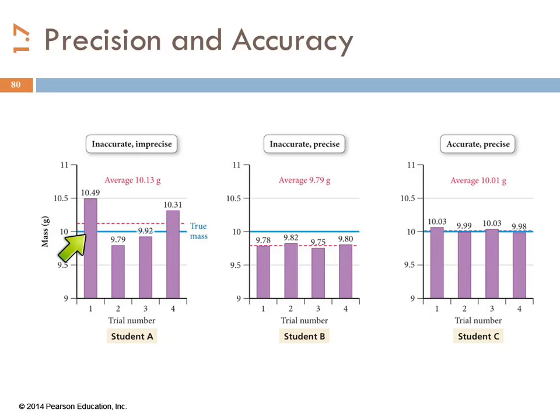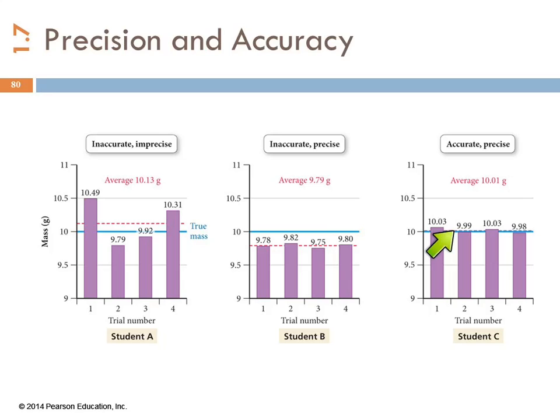So is this a very precise set of measurements? Are these really close together? No, they're all over the place. So this is imprecise. And then we look at the average, 10.13 compared to this, that's not very good. So this student was inaccurate and imprecise. Over here, this student, all of the results are close together, but they're all too low. So this student was precise but inaccurate. And this student wins the prize.